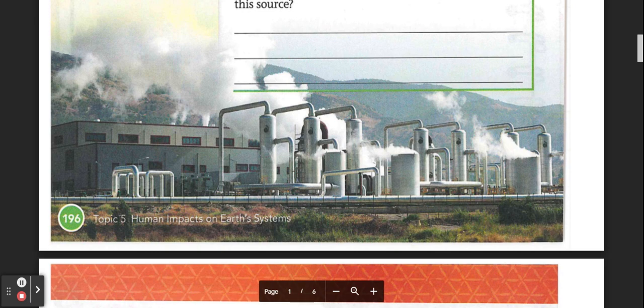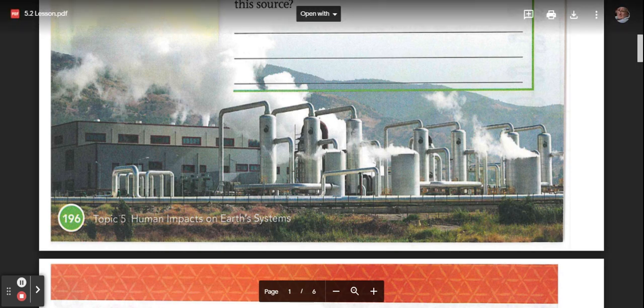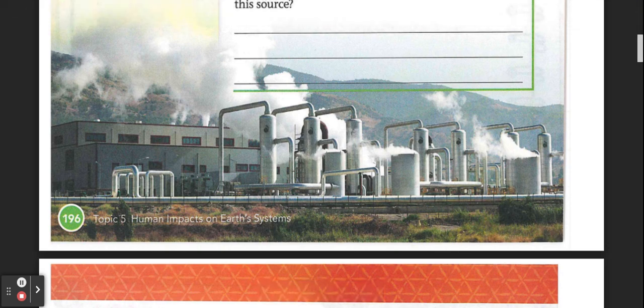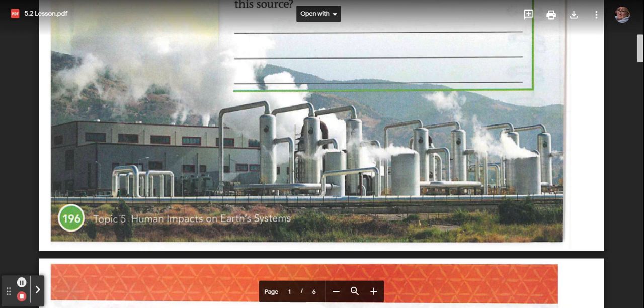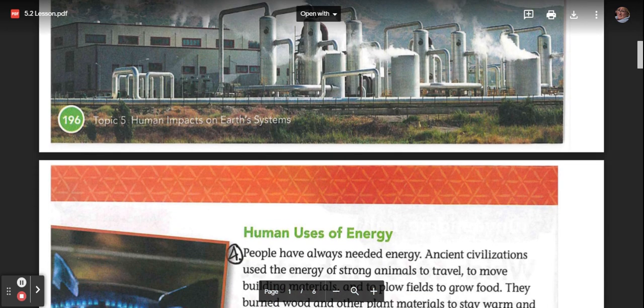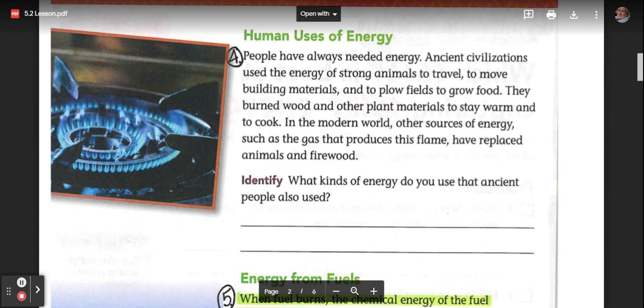And so right here is a geothermal plant. And you can see that it has steam. You can see these towers that turn the turbines, and then it can shoot that electricity off to the homes nearby. It's pretty amazing. So why do we need energy?